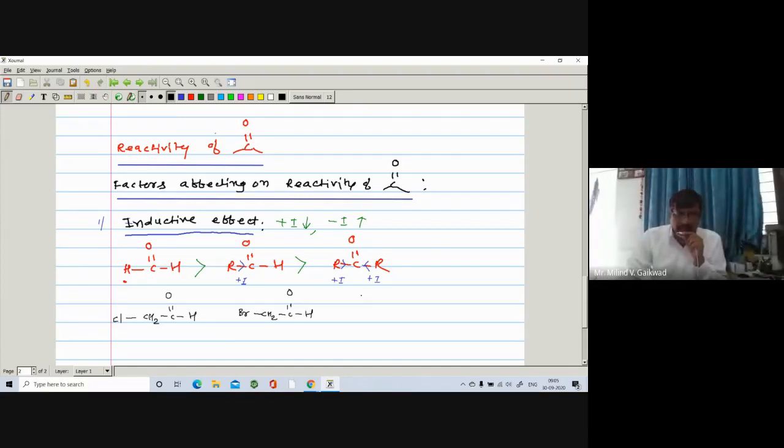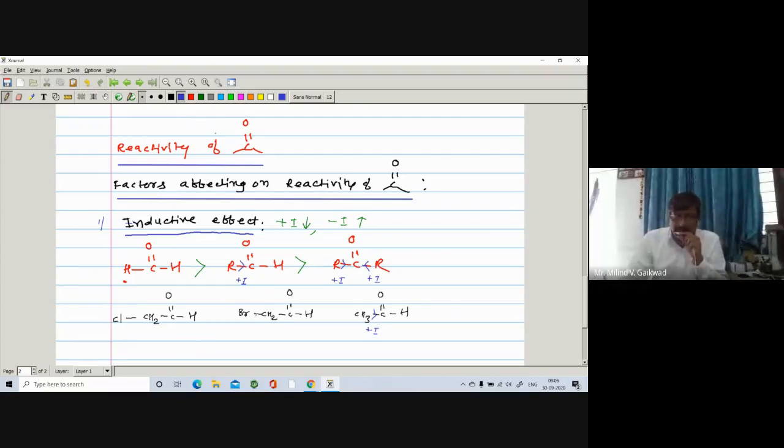And suppose there is CH3, C double bond O, and H. All are aldehydes. Here, one of the hydrogens of the acetaldehyde is replaced by Br and Cl. Now, if you compare acetaldehyde and bromoacetaldehyde, the acetaldehyde exhibits plus I effect. So the positive charge on the carbon gets decreased. So it is somewhat less reactive.